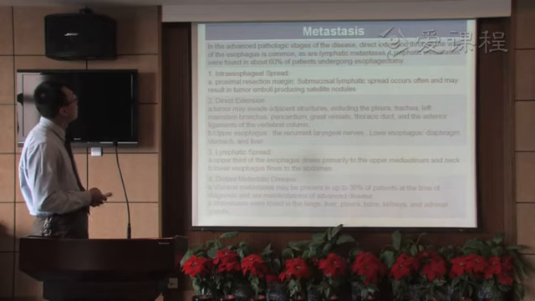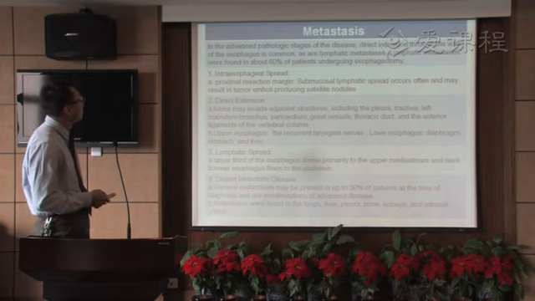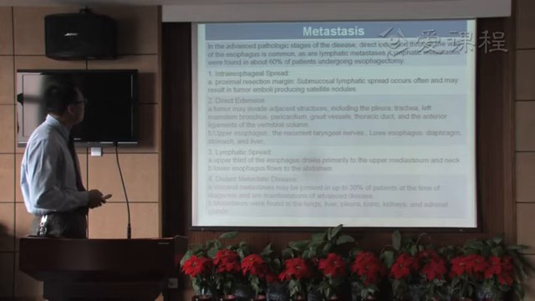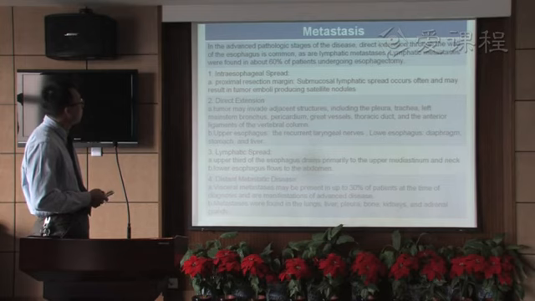Metastasis. In the advanced pathologic stage of the disease, direct extension through the wall of the esophagus is common. Lymphatic metastases were found in about 60% of patients undergoing esophagectomy. First, intraesophageal spread: beyond the proximal resection margin, submucosal lymphatic spread occurs often and may result in tumor emboli, producing satellite nodules.